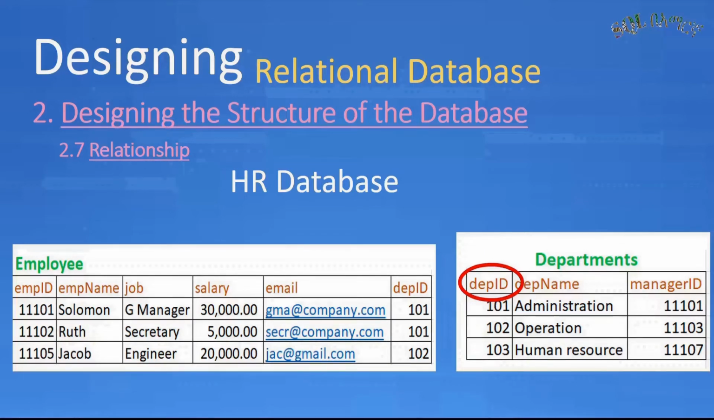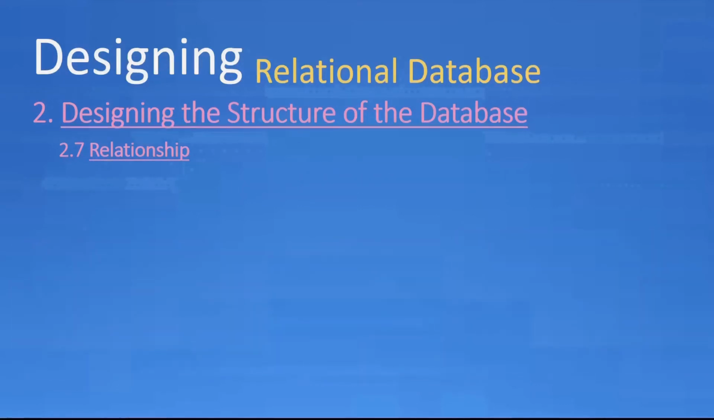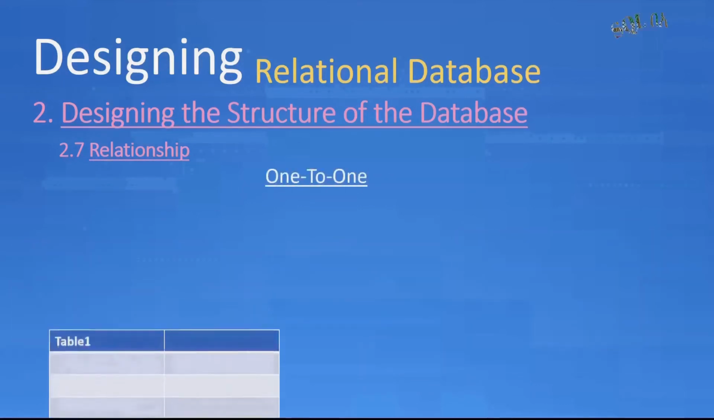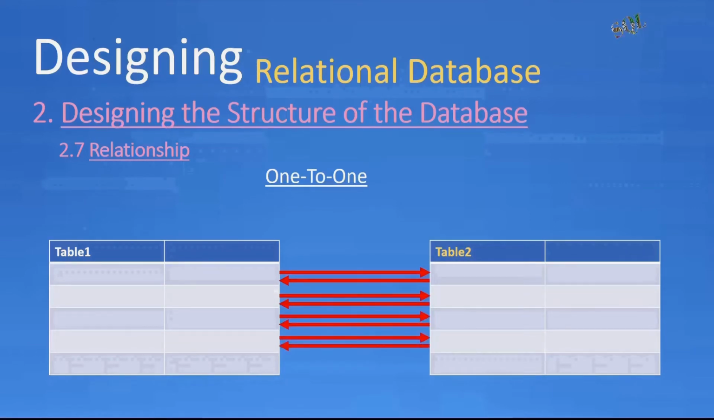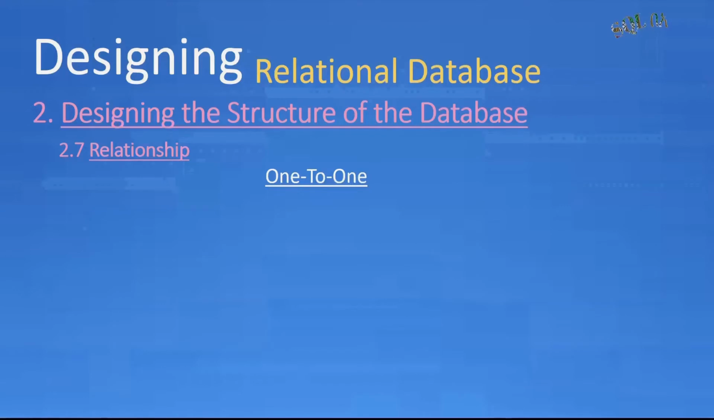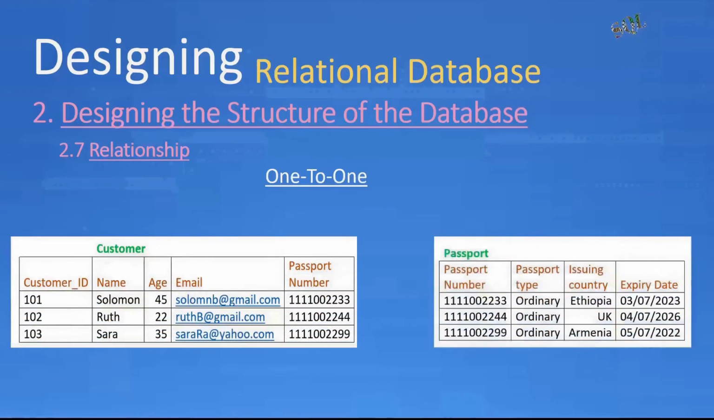These relationships among different tables can be one-to-one, one-to-many, or many-to-many. If there are two tables in a relationship, and if one row in one of the tables relates to only one row in the other table, or if a row exists only once in both tables, such a relationship is called one-to-one. One-to-one relationship is not that common, but it does exist. Therefore, we will see how we will handle such a relationship.